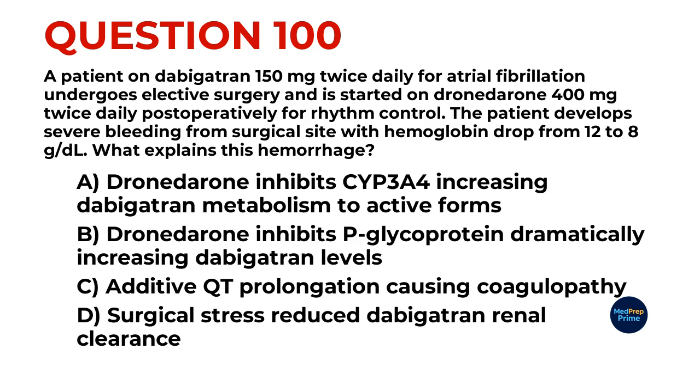What explains this hemorrhage? Option A. Dronedarone inhibits CYP3A4, increasing dabigatran metabolism to active forms. Option B. Dronedarone inhibits P-glycoprotein, dramatically increasing dabigatran levels. Option C. Additive QT prolongation causing coagulopathy. Option D. Surgical stress reduced dabigatran renal clearance.